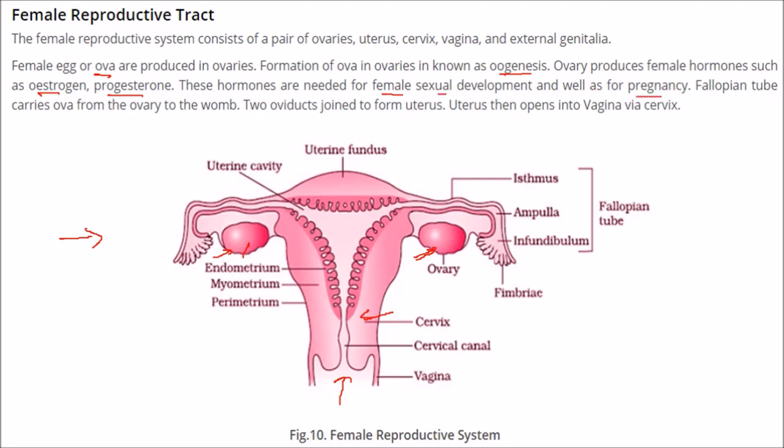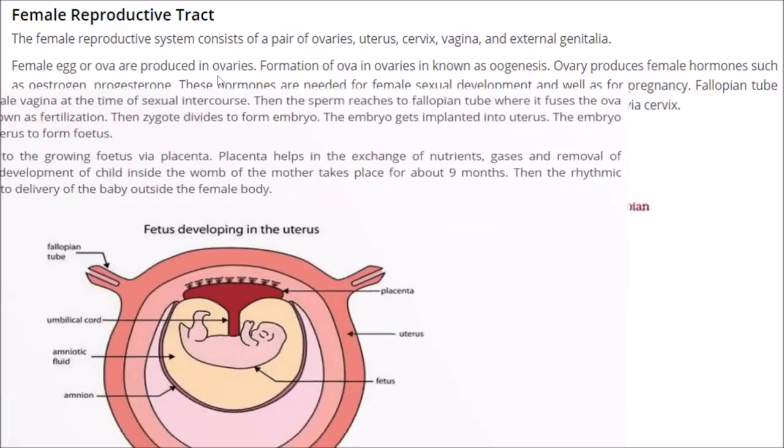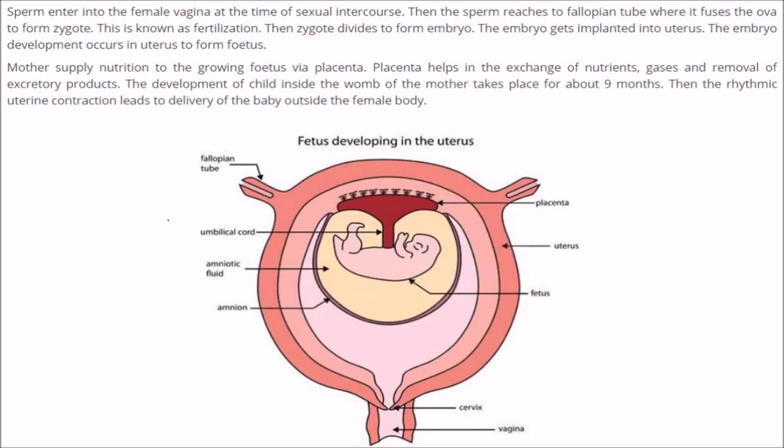The fallopian tube, this is a tube, see, this is a fallopian tube. So this fallopian tube carries ova from the ovary to the womb, and the two oviducts join to form the uterus. This all is uterus. So the uterus then opens to the vagina through this cervix. Sperm enter into the female through the vagina at the time of sexual intercourse. Then the sperm reaches the fallopian tube where it fuses with the ova to form the zygote, and this is known as fertilization. Then the zygote divides into an embryo, as you see here.